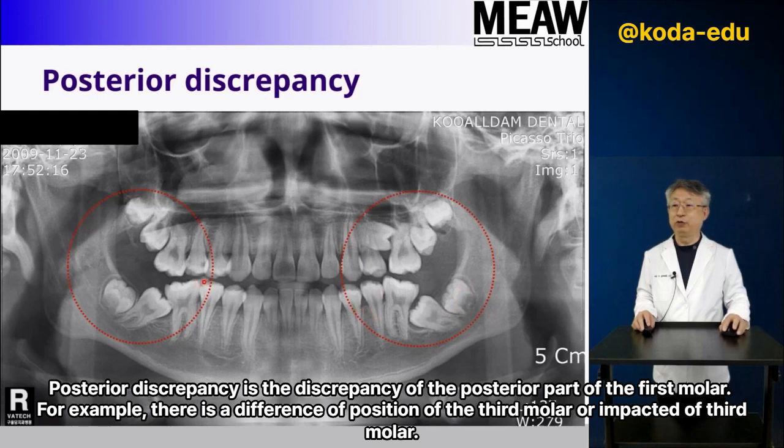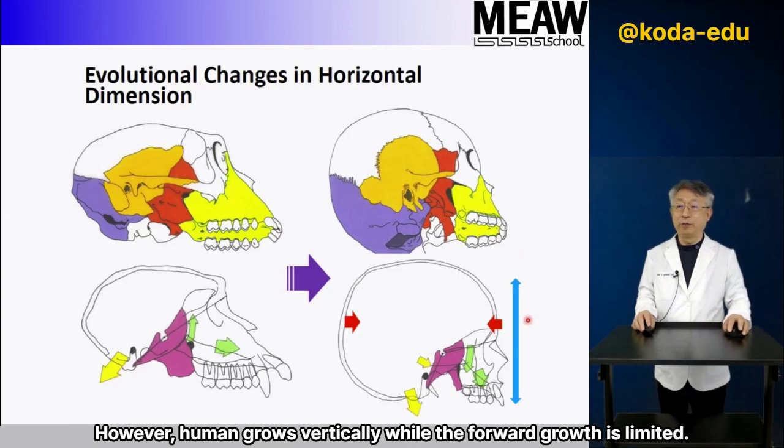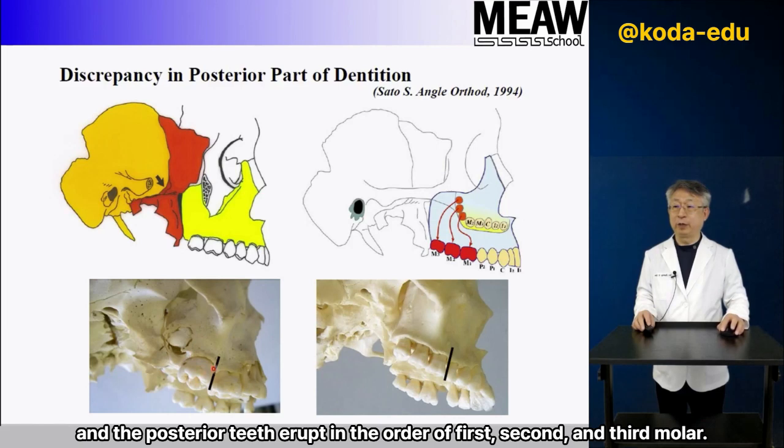Posterior discrepancy is the discrepancy of the posterior part of the first molar. For example, there is a difference in position of the third molar or impaction of the third molar. Mammals that walk on all fours develop anterior mandibular growth as they grow. However, humans grow vertically while the forward growth is limited. In other words, as the anterior growth is limited, the posterior growth occurs more, and the posterior teeth erupt in the order of first, second, and third molar.